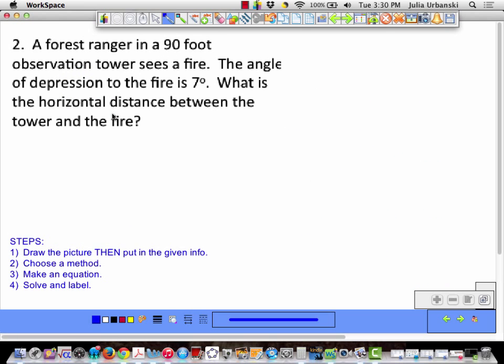Last example, number 2. A forest ranger in a 90-foot observation tower sees a fire. The angle of depression to the fire is 7 degrees. What is the horizontal distance between the tower and the fire?